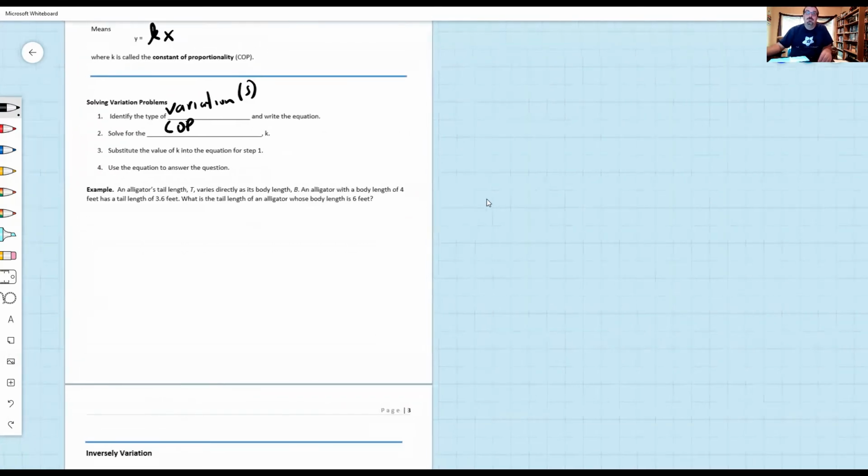So here we are. An alligator's tail length t varies directly with its body length b. An alligator with a body length of 4 has a tail length of 3.6 feet. What is the tail length of the alligator? Okay. So usually this breaks down to 3 cases. So step 1 is, right, identify the type of variation. So you're usually looking for words like inverse or mixed, combined, or direct. So that'll almost always be this first sentence right there.